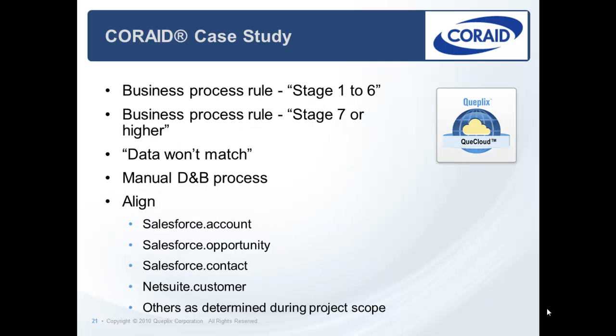Part of the issue was that CoRaid had business process rules that needed to uniquely govern their integration. You can't take integrations out of a box and use them. In CoRaid's case, they were provisioning in the ERP system based upon pipeline data in Salesforce automation. So they needed some business rules to affect the harmonization and movement of data. And we were able to do that very, very easily.